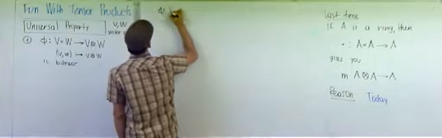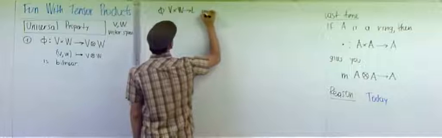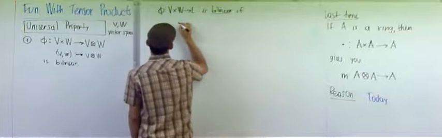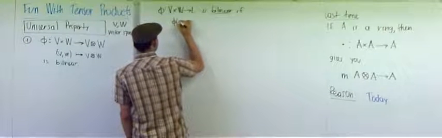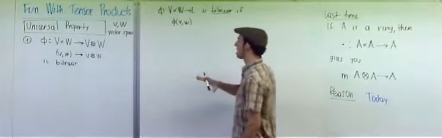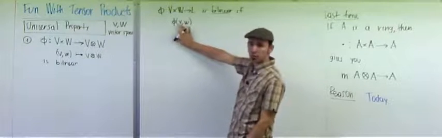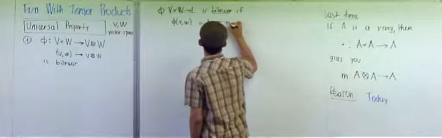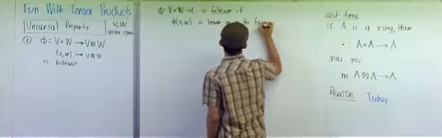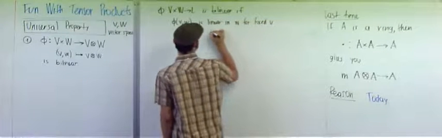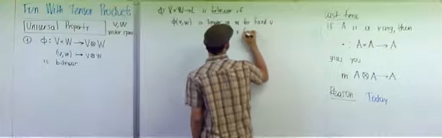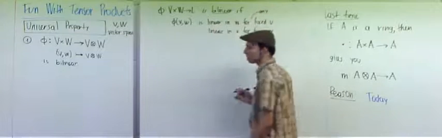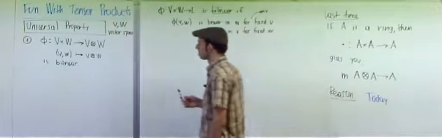Remember, a map is bilinear if, when you fix v, you get a linear function of w. So this is linear in w for fixed v, and linear in v for any fixed w. So this map is bilinear.